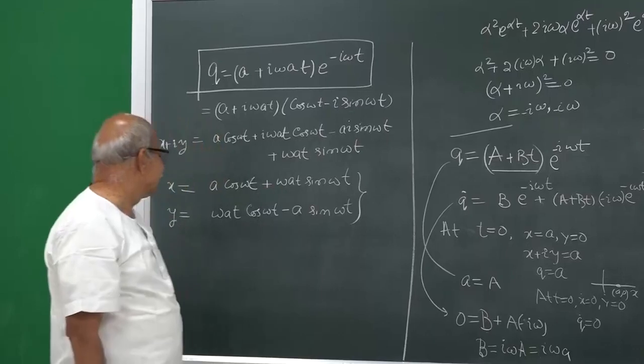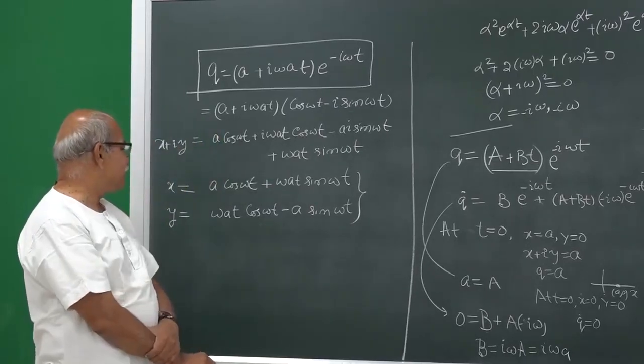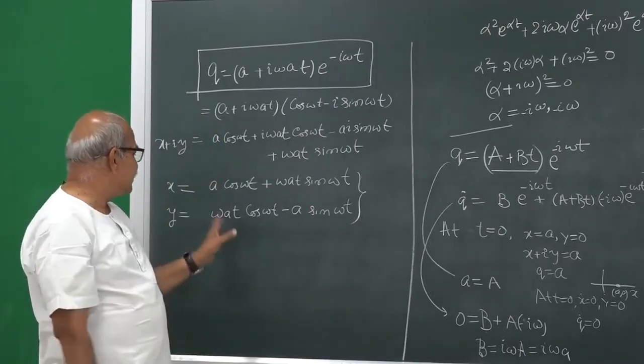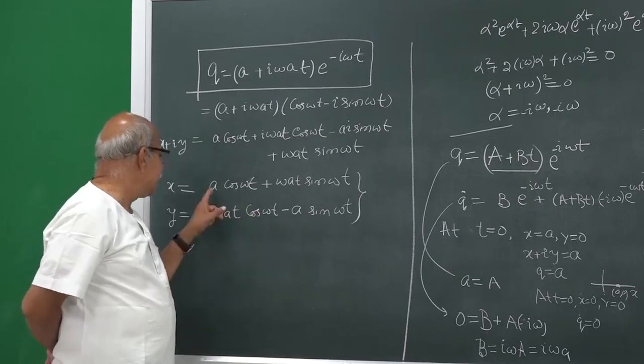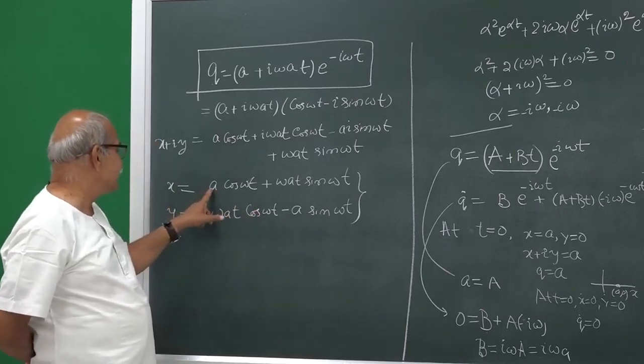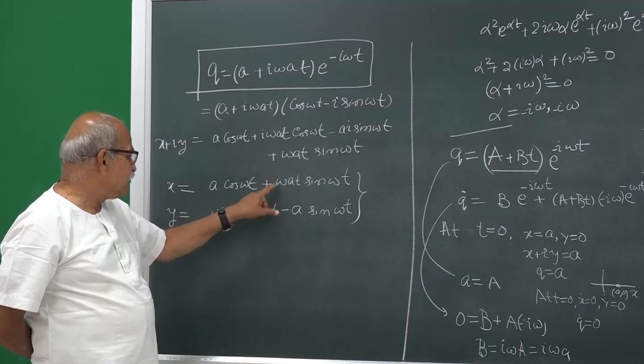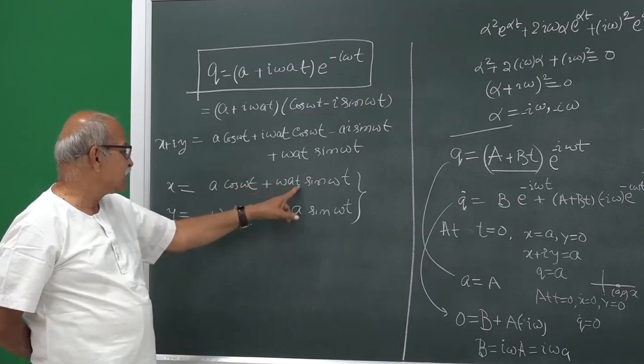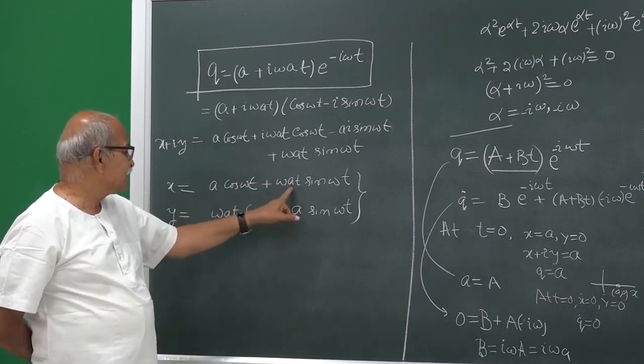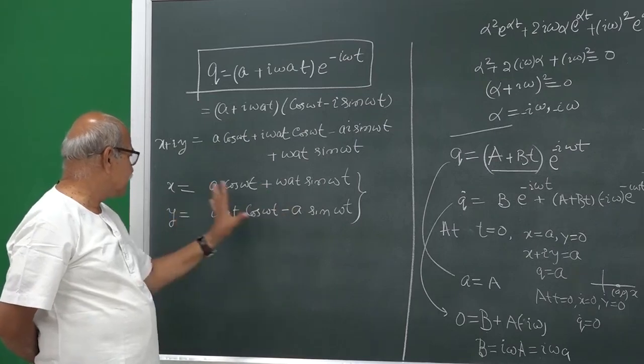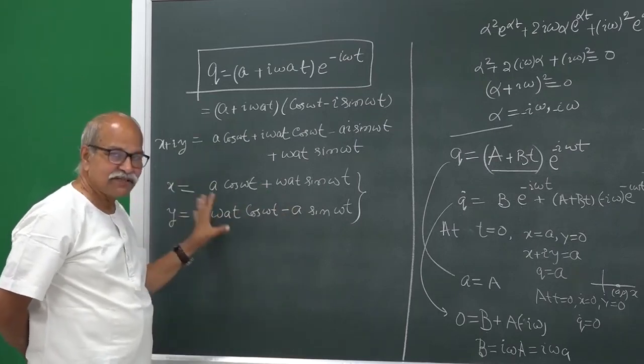So, these are the solutions of our problem, and dimensionally we can check that everything is all right. a is length, so this is length, fine. Omega is 1 by time, and multiplied by this time here, so once again the same dimension as a. So, dimensionally also okay. So, these are the equations.